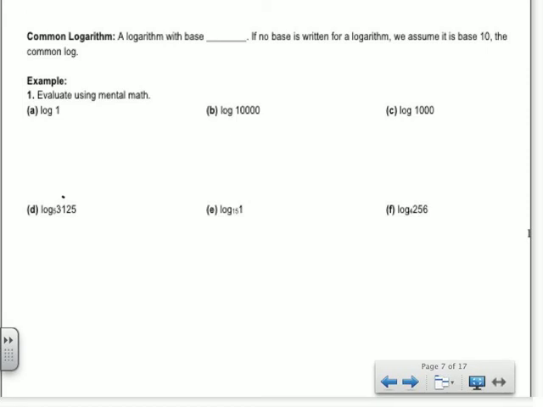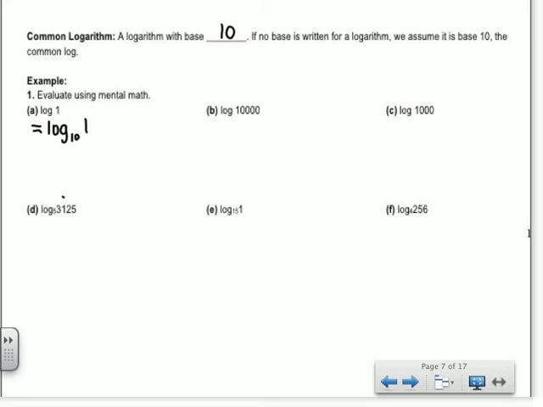All right, common logarithm. This is a logarithm with base 10. If no base is written for a logarithm, we assume it's 10. This is called the common log. This is what's on your calculator. When you see the log button on your calculator, that's log base 10. So if there's no base written there, it's base 10. So when I see log of 1, it's log base 10 of 1.